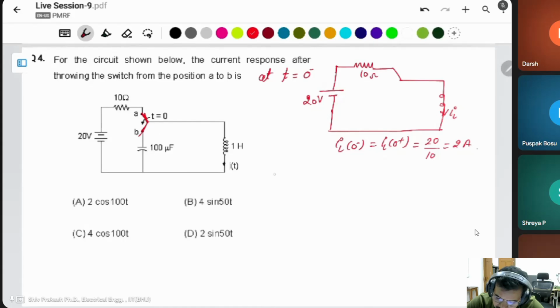Okay, then apply the circuit at t greater than 0. Suppose this circuit is closed in this condition.